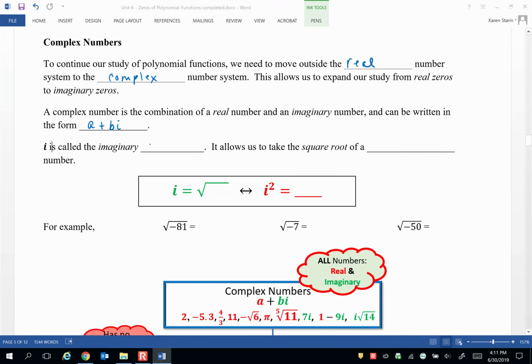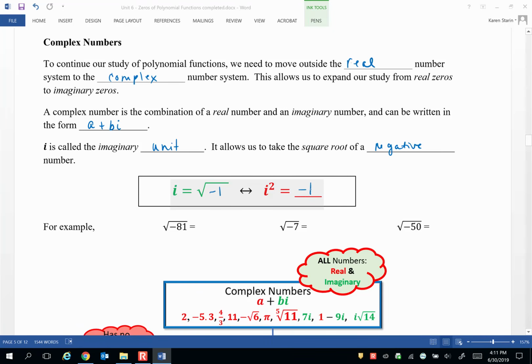i is called the imaginary unit. It allows us to take the square root of -1, or a negative number. i is defined as the square root of -1. Alternatively, you can say i squared is -1.